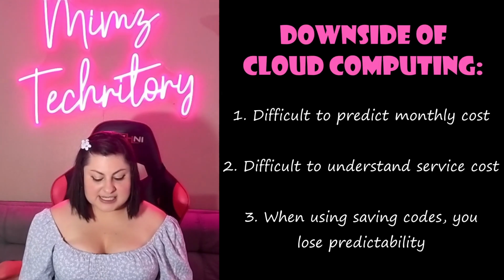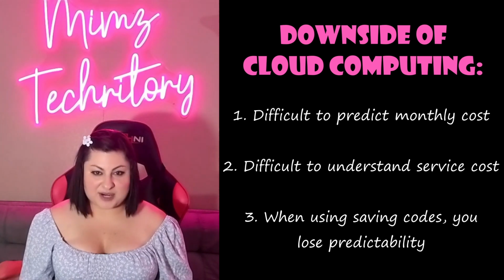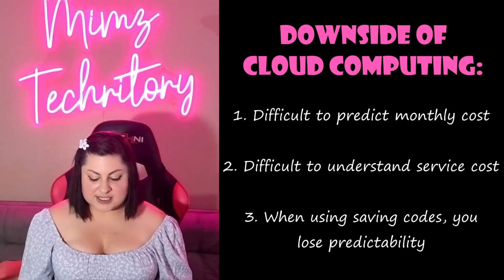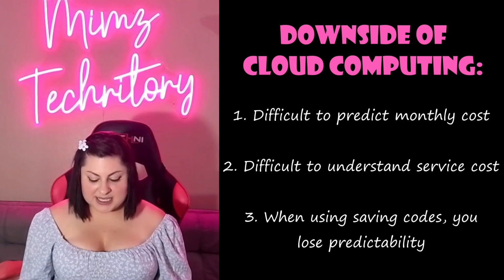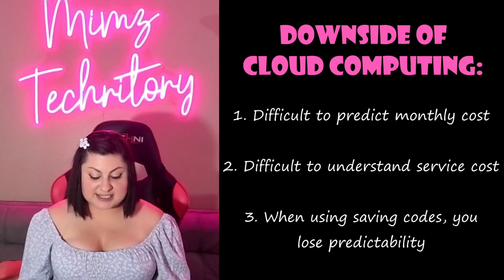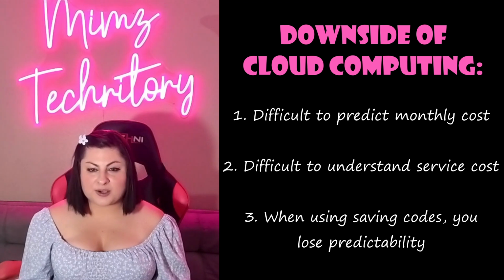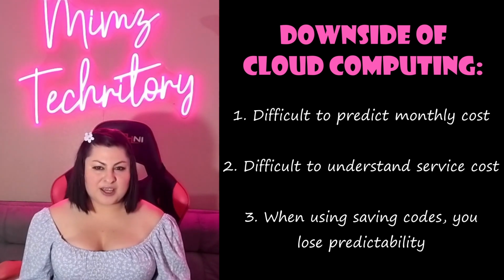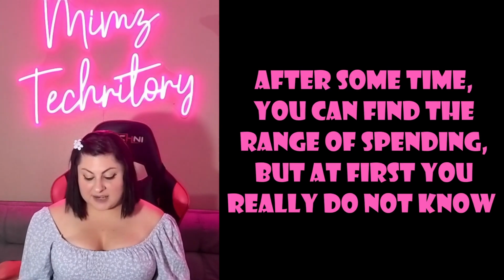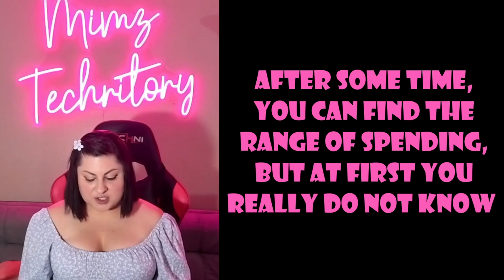One downside is it's difficult to predict the monthly cost and pricing. Two is it's difficult to understand in advance what a service will really cost. And three is you lose prediction if you're trying to save. This means if you're using a promo code or some type of saving code, you can't predict how much things are going to be in the future. I have a note that's starred that says, after some time, you can find the range of spending, but at first you really don't know.